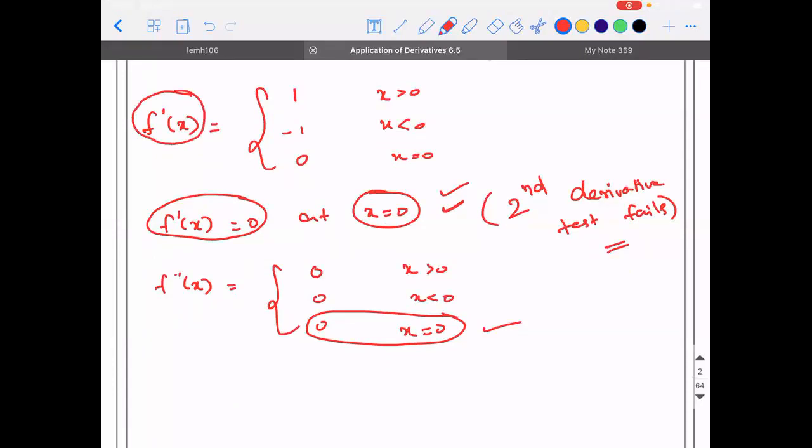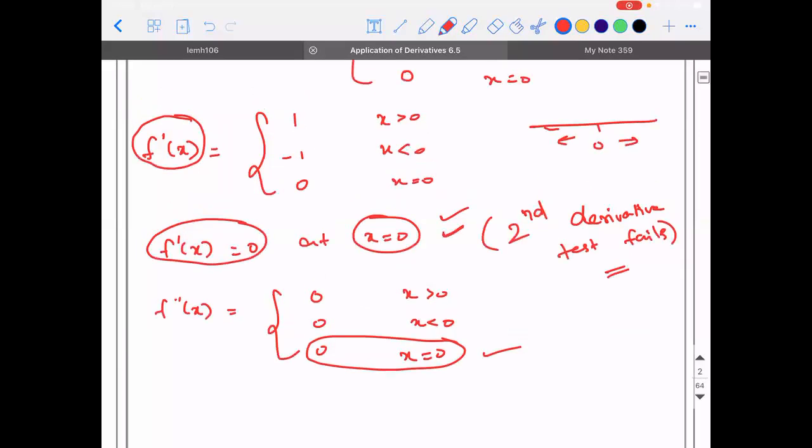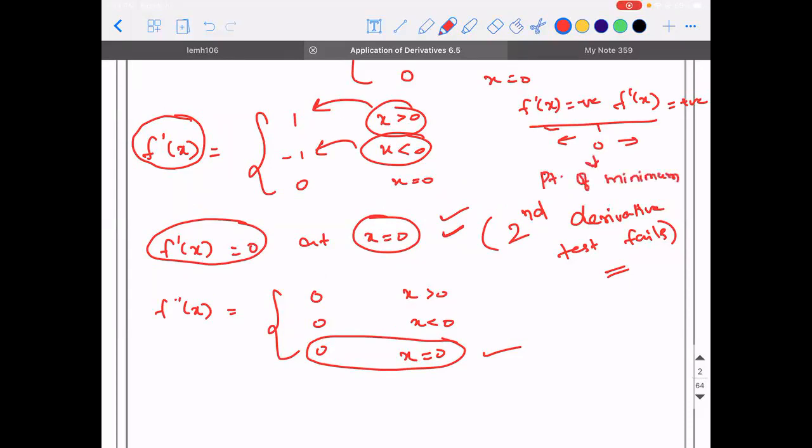So you need not do it again. F dash of x, observe 0, lesser than 0, greater than 0. So here f dash of x for x less than 0 is how much? It is negative. F dash of x for x greater than 0 is positive. So if the value changes from negative to positive, it is a point of minimum. So x equal to 0 is a point of minimum. Okay. So this is called the point of minimum. Clear, guys?